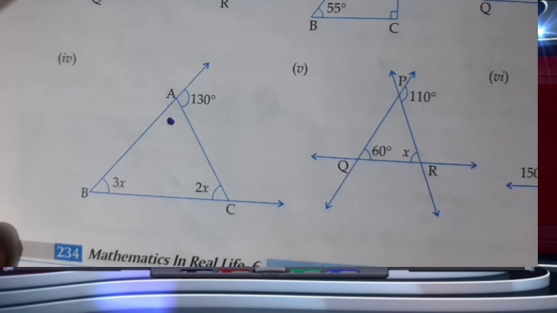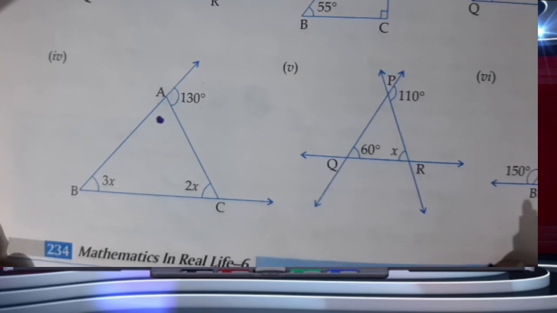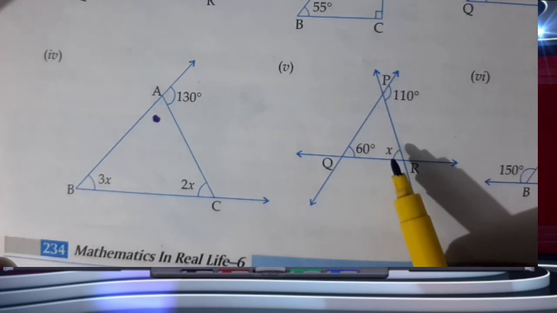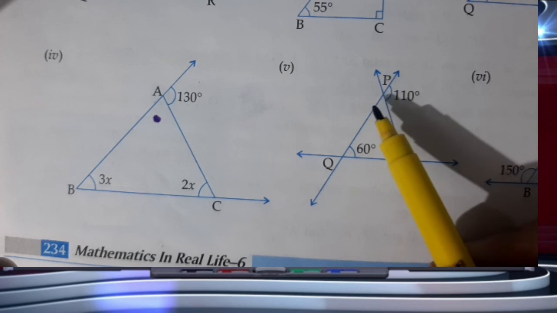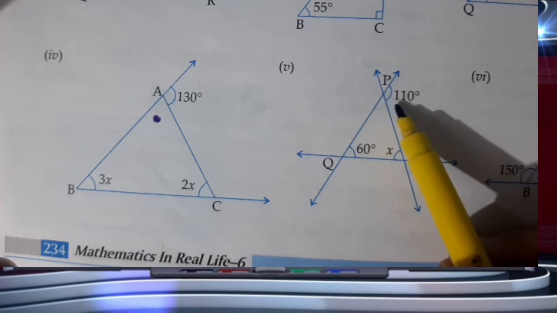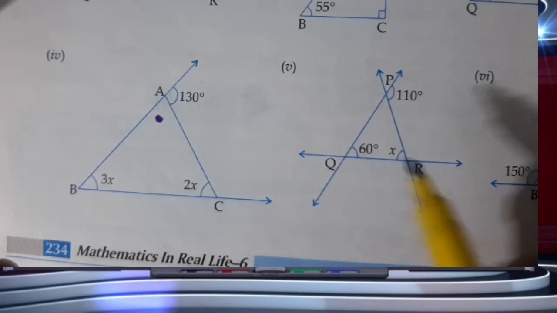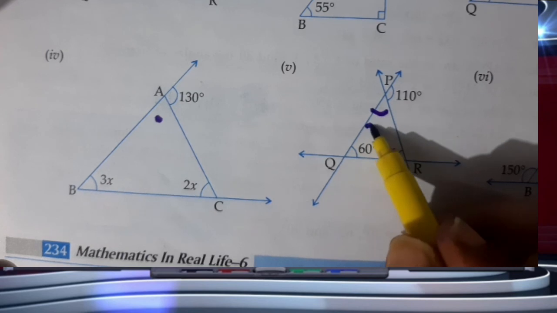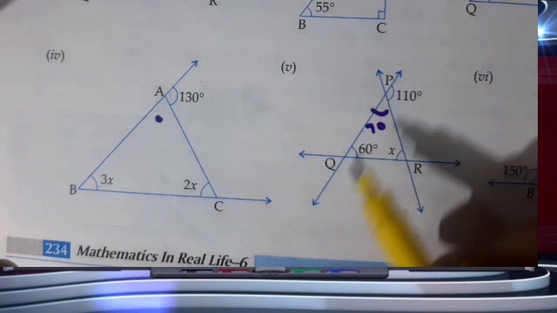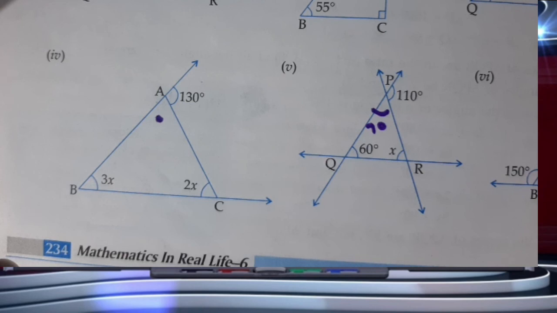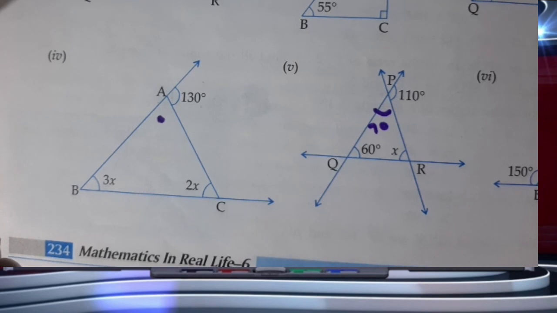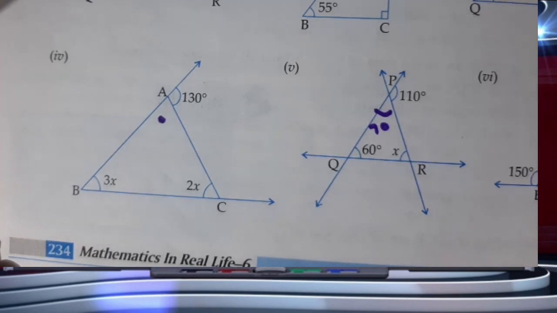Now come to question number 5. Here you have to find out the value of x. First of all, I will use the linear pair theorem here. It is 110. So 180 minus 110 is 70 degree. So this angle will become 70 degree. Now this is a triangle. So you will use angle sum property, that is angle 60 plus 70 plus x is equal to 180 degree. 60 plus 70 is 130. So 180 minus 130 is 50. So x is equal to 50.